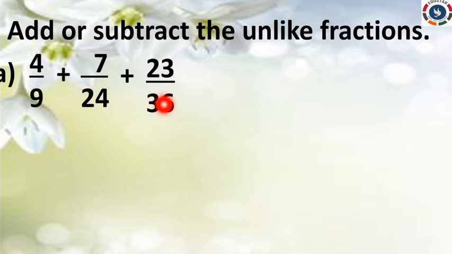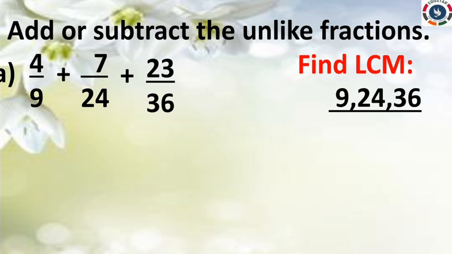Before that, we want to find the LCM. Okay, so find the LCM of 9, 24 and 36. First take all the denominators that are given and write 9, 24, 36. Now first, 9: what type of number is it? Composite number.